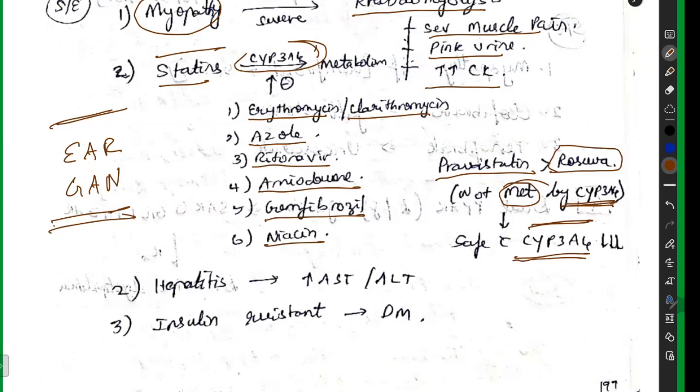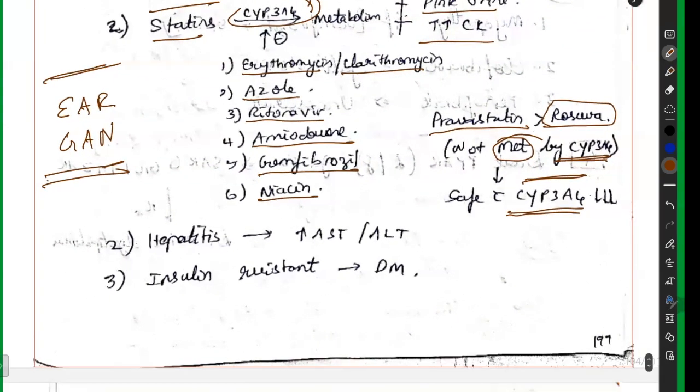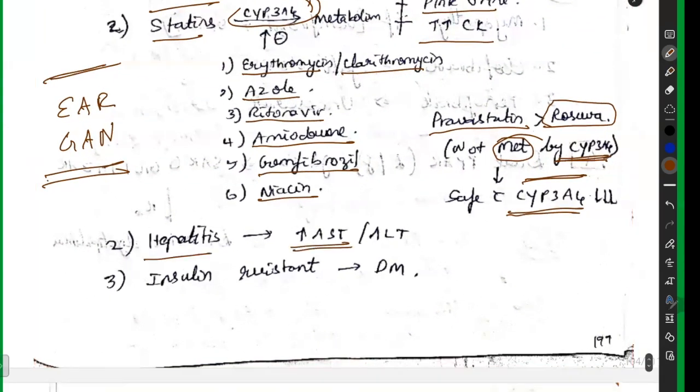When they are inhibited by azole drugs, what happens? There are going to be more statins present in the body, so it is going to lead to toxicity. That is the reason why you will not give statin along with these drugs. Remember, in hepatitis, it is going to cause a rise in the AST and ALT level. That is a very important point.